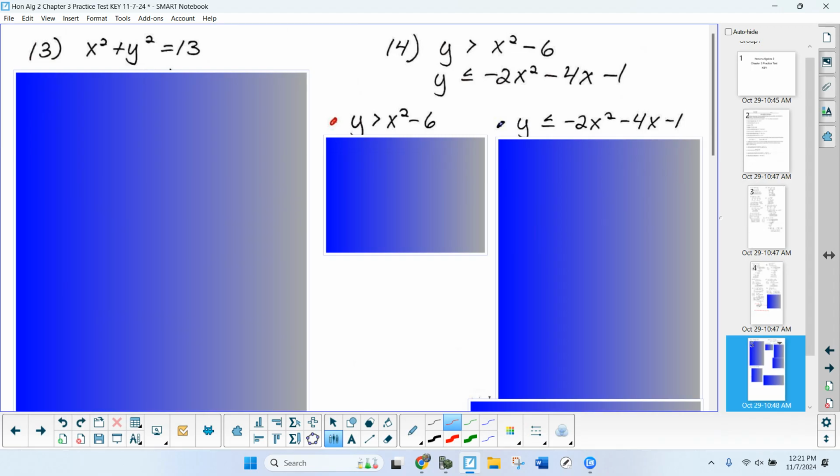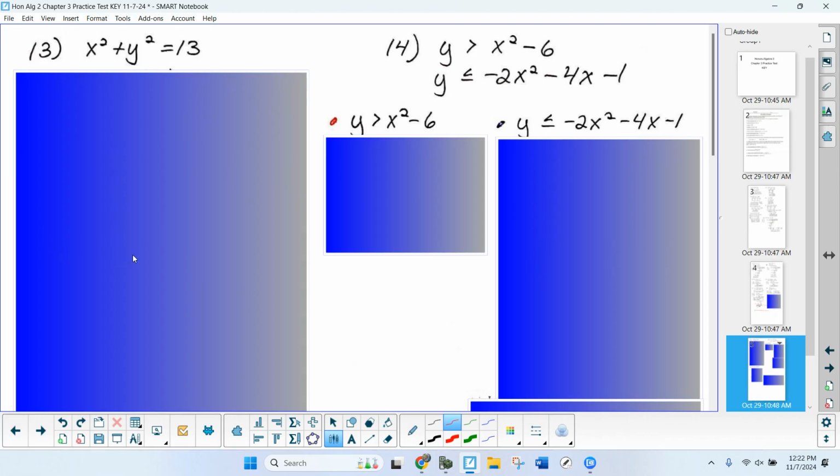Number 13. This one said solve by substitution. I will check that you use substitution. All right. Let me check Landis real quick. Okay, guys, his answer is correct.